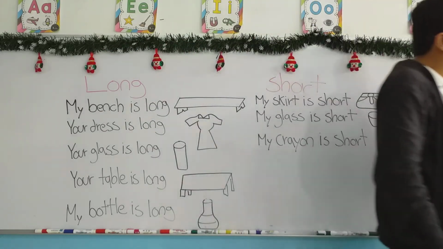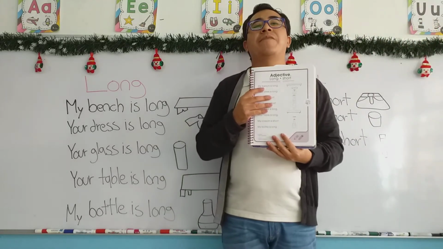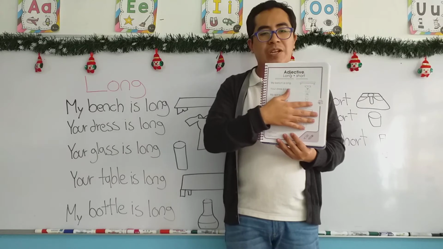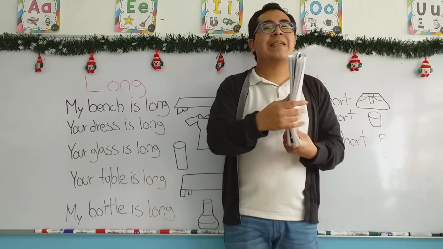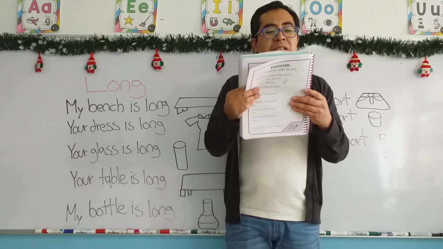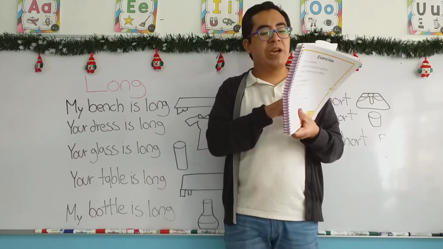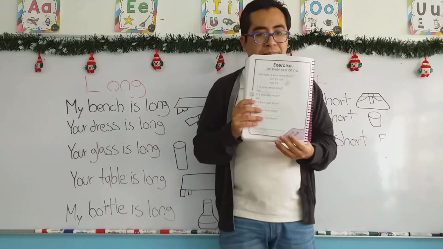Now, for this activity on page 123, the only thing that we have to do is to paint the objects with different colors, okay? There is nothing else because we already discussed the sentences. Now, second activity, it's on page 124. We have questions related to long and short.